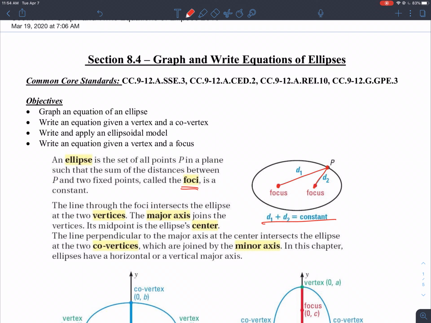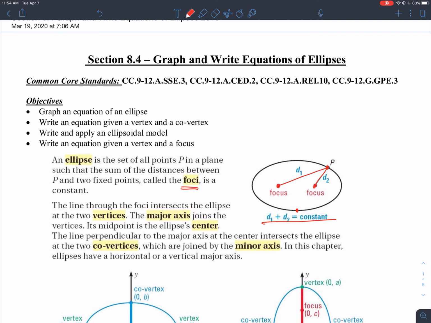Okay, so if this is a point on the ellipse, let's say this point right here, then this distance plus this distance, if this is d1 and this is d2, must be the same as this distance plus this distance. Okay, and that's why they say constant. So if d1 plus d2 is 5, then for every point on the ellipse, d1 plus d2 must be 5. And I'll try and make you a separate video to show you that illustration using GeoGebra. Alright, so I'm just going to walk you through this.